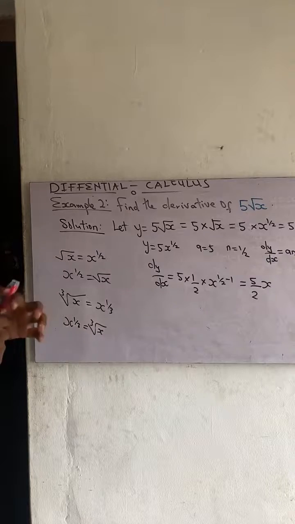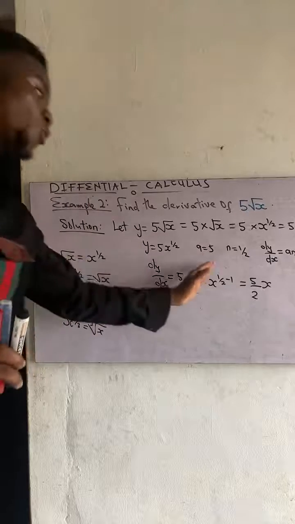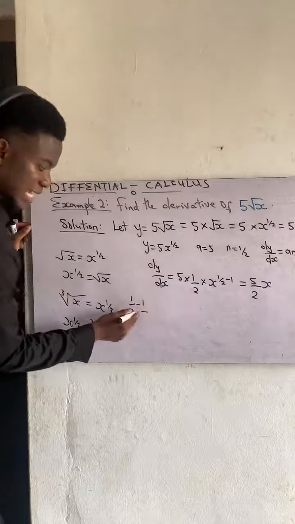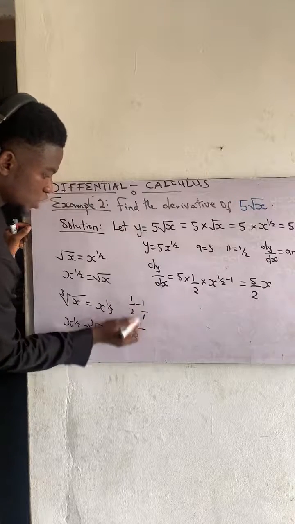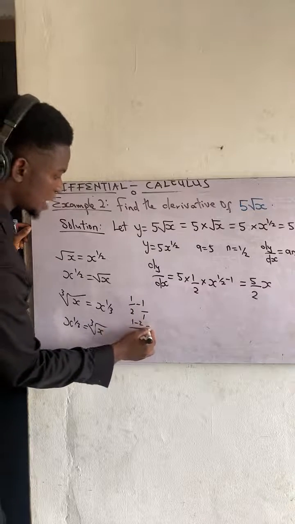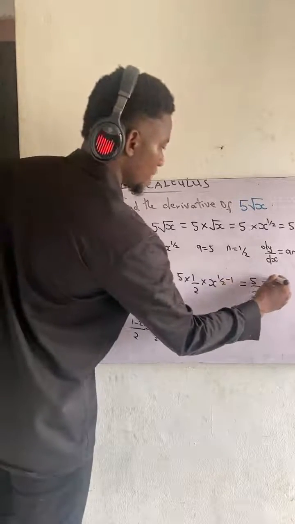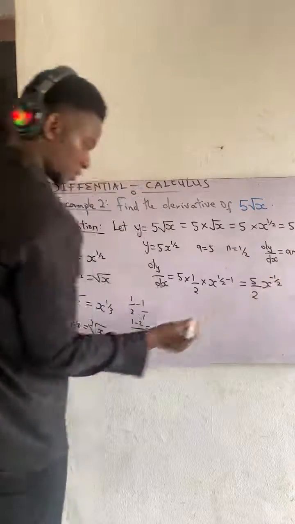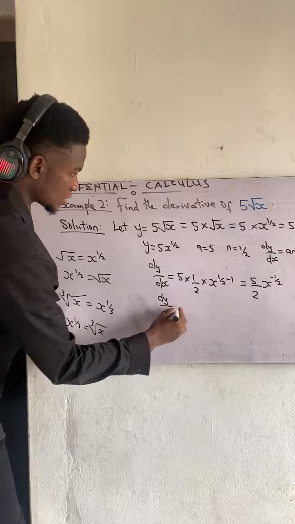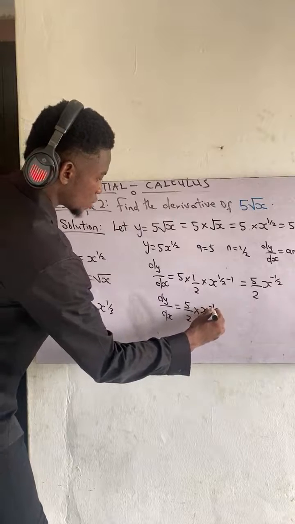Now, guys, you have 1 over 2 minus 1. If you don't know how to calculate your 1 over 2 minus 1, let me show you. Let's say you have 1 over 2 minus 1. The LCM will be 2. 2 in 2 is 1, so that is 1 times 1. 1 minus 1 in 2 is 2. 2 times 1 is what? 2. And this is equal to what? Minus 1 over 2. So this simply means that 1 over 2 minus 1 will be minus 1 over 2. Do you get that? Then you can also say that your dy dx is equal to 5 over 2 times x raised to power minus half.